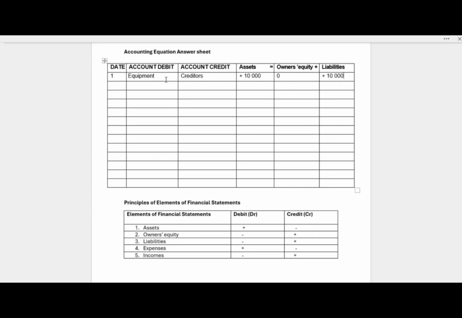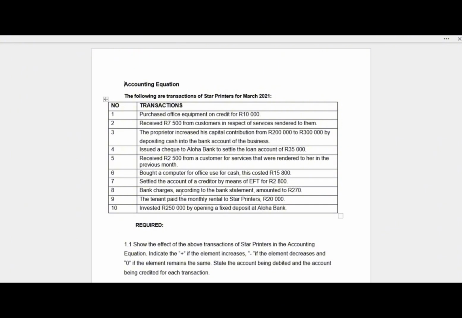So let's go to transaction number 2. They say to you, received 7,500 from customers in respect of services rendered to them. So you rendered a service for cash.